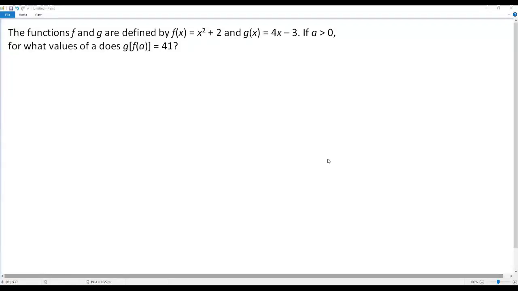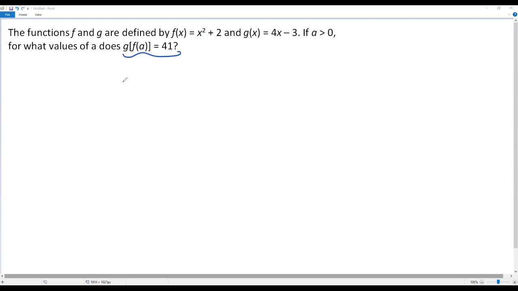Here we have a SAT math problem. Okay, let's go to the question. The functions f and g are defined by f of x equals x squared plus 2 and g of x equals 4x minus 3. If a is greater than 0, for what value of a does g of f of a equal 41?